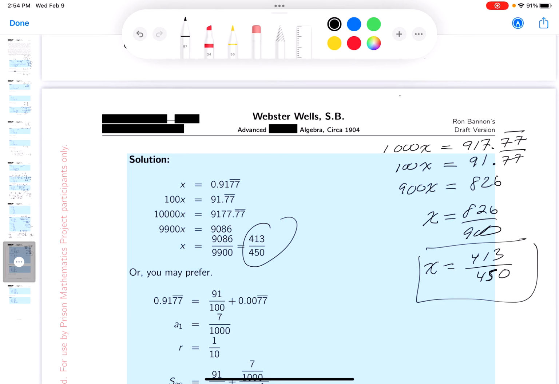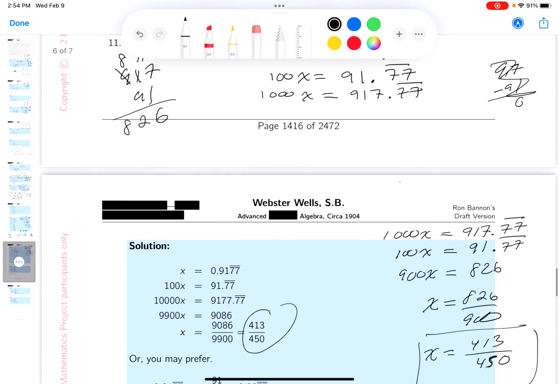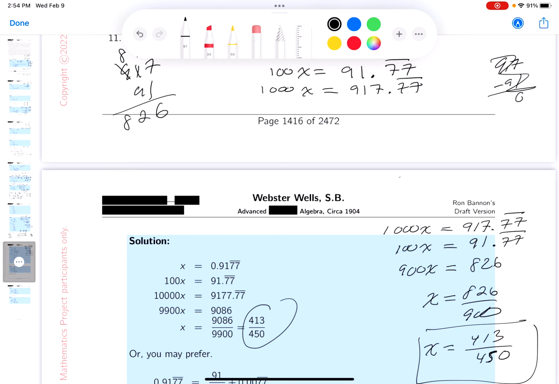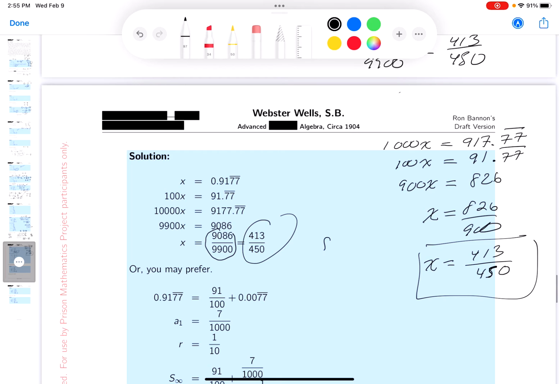But I want to point out, you might be surprised by this, that you can take your calculator and type in the number. The reason I got this number was that I multiplied by a different power of 10, because some people see the pattern as 7, 7, which means two places. I just moved it one place. Most calculators can do this: type 9086 divided by 9900, and the calculator will spit back 413 over 450. And if you took my computation, 826 over 900, it's still going to spit back 413 over 450.